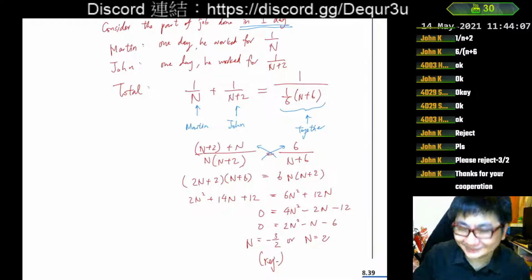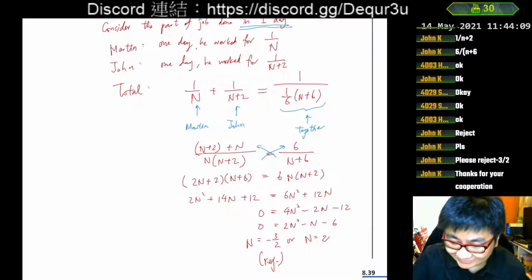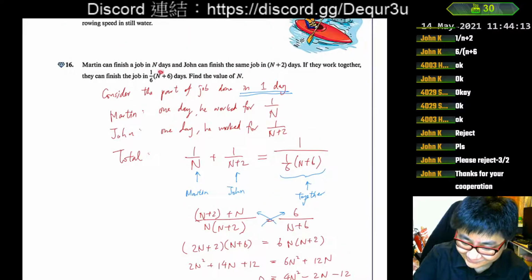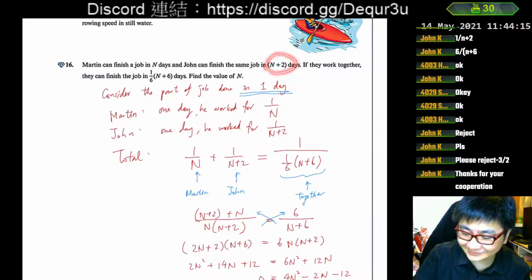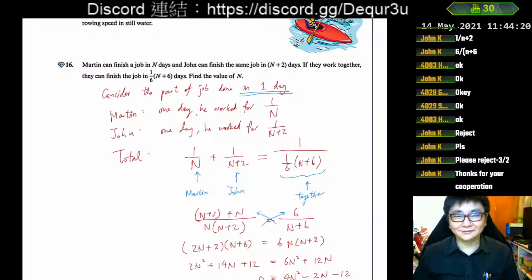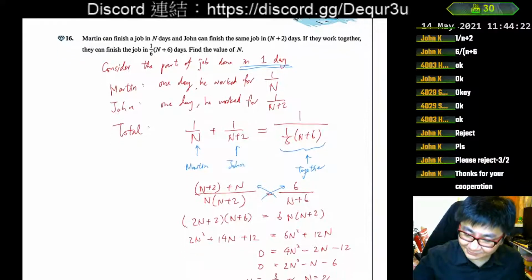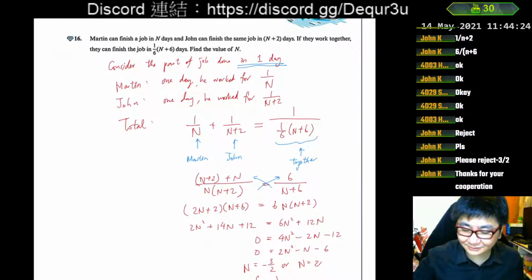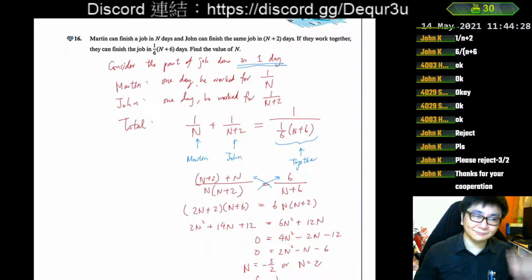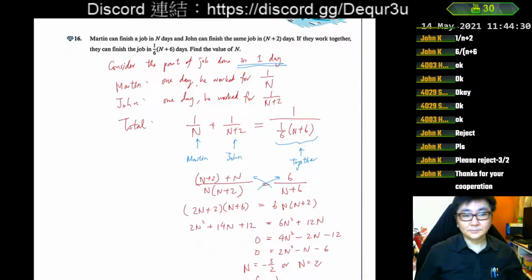Thank you for the operation. And n equal to 2 seems okay, because it is 2 days and then 4 days, and you can add them up and check whether it is 8 over 6 days. So yes, that's very good. A very good reminder: remember to reject any unwanted answer.